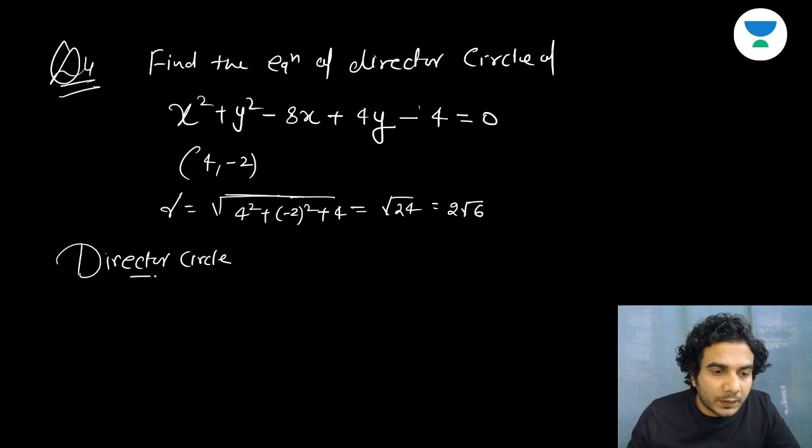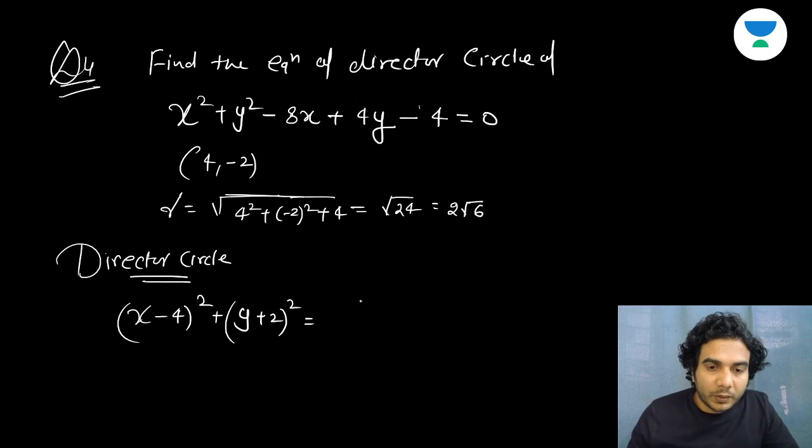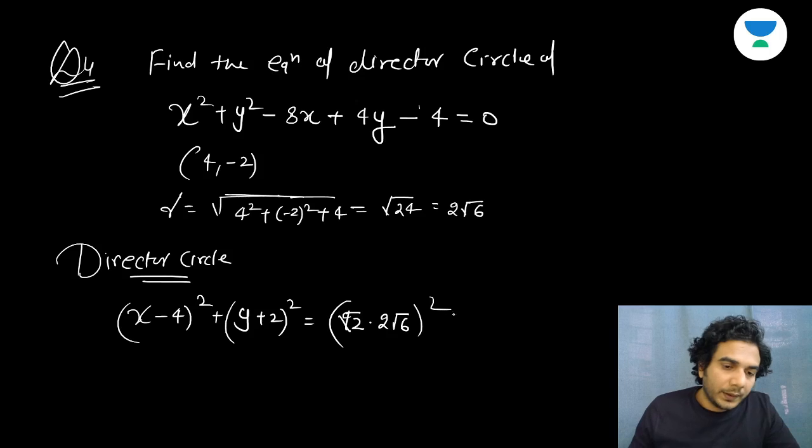Equation of director circle is same center, so (x − 4)² + (y + 2)² = (2√2 times the radius)². This is 2√6, or √24 you can say, the whole square. This is the answer in this form, or you can expand it.